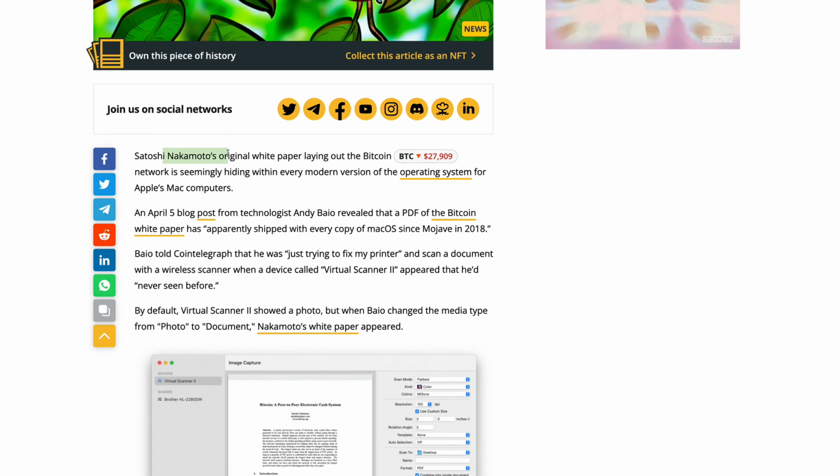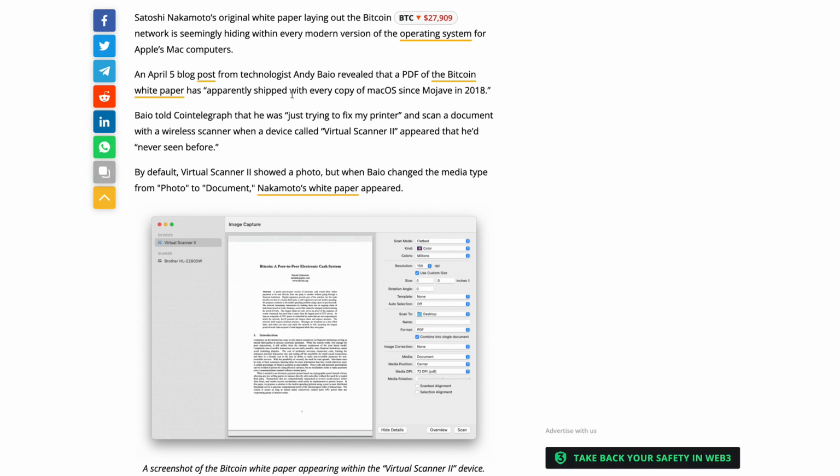Satoshi Nakamoto's original white paper laying out the Bitcoin network is seemingly hidden within every modern version of the operating system on an Apple Mac computer. So if you guys have an Apple Mac computer that you purchased after 2018, you will have the Bitcoin white paper stored somewhere on the hard drive there. An April 5th blog post from technologist Andy Baio did reveal this.